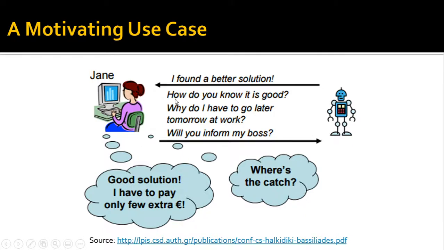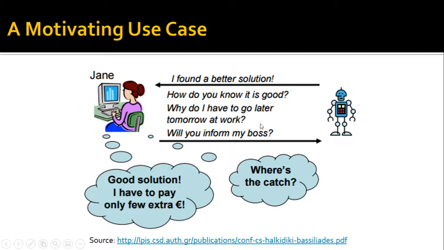Now, Jane asks for explanation, like how do you know that it is good, or why do I have to go late to work tomorrow, or will you inform my boss? So there are certain explanations and also instructions being forwarded from Jane to the agent, right? Now, the agent has all the answers because the agent has done all these procedures. It has accumulated the information related to all this, and it has performed a set of inferences or reasoning to come up with the solution, right?